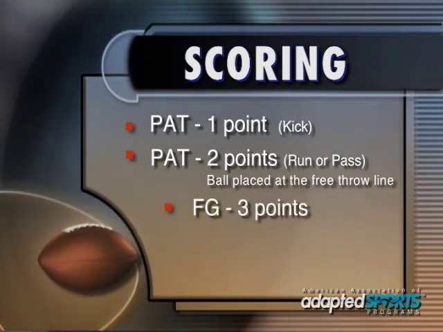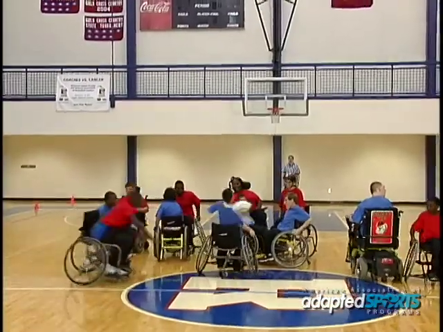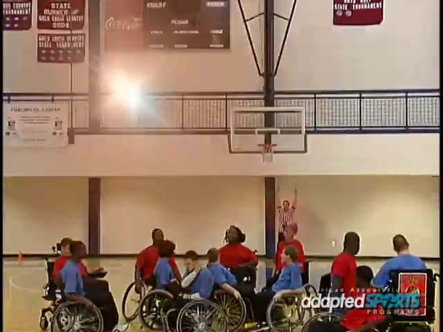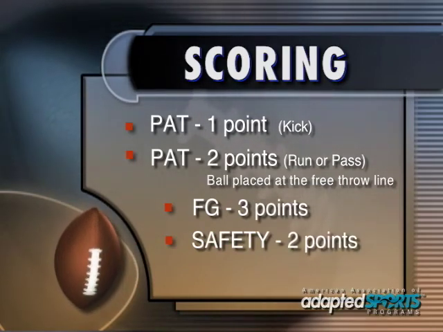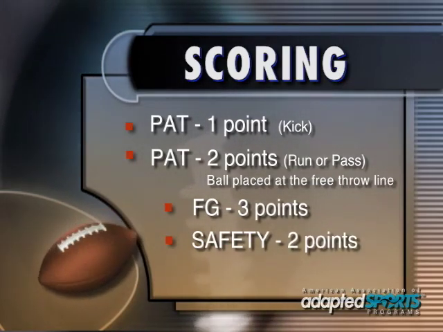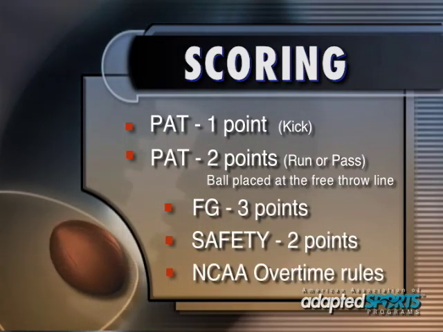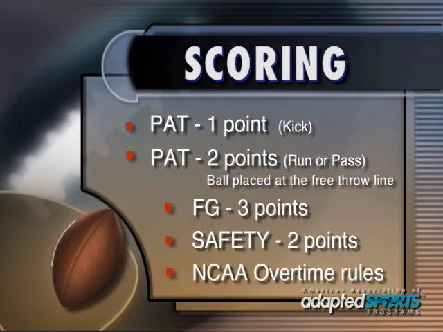A field goal is good for 3 points. The conversion is the same as in a point after touchdown, over the backboard. Points can be scored defensively with a safety. That will be worth 2 points. And should a game go to an overtime period, the NCAA overtime rules come into play to decide a winner.